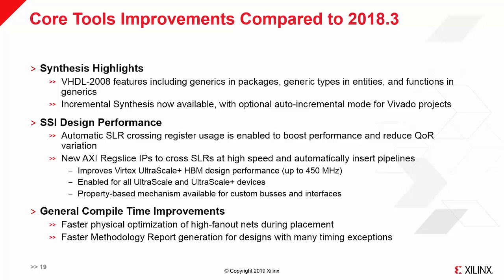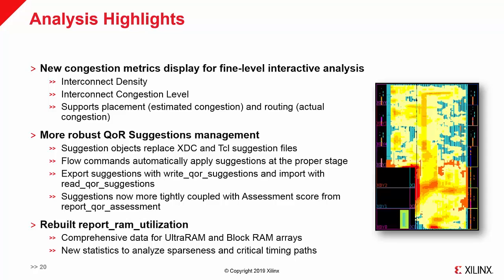Also, versus 2018.3, we have improved PhysOpt of high fan-out nets, as well as improved report methodology runtimes for designs with many timing exceptions. In 2019.1, we've added new metrics that visualize interconnect density and congestion levels. It also shows post-placement estimated congestion versus the actual congestion seen post-routing.